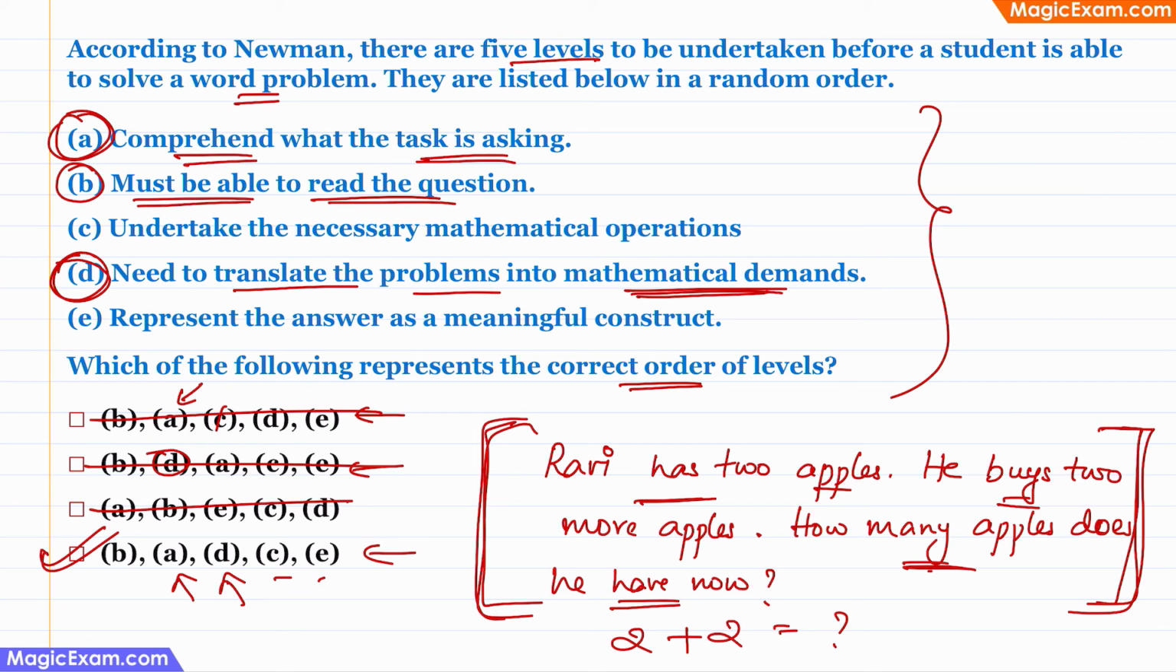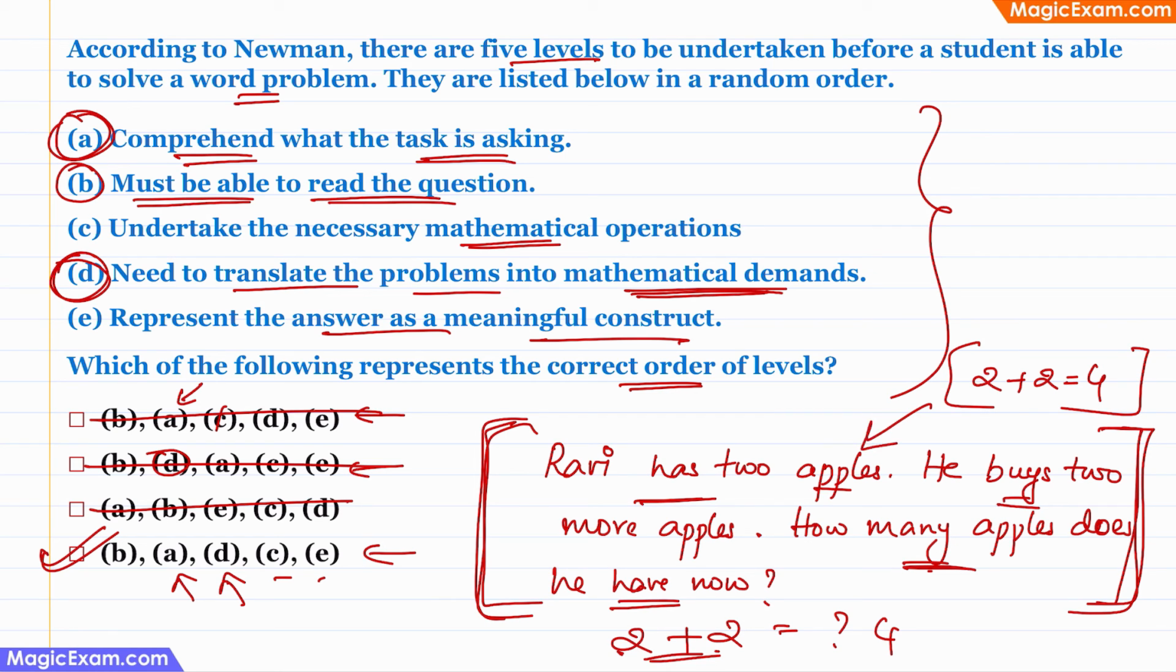So next let us see C and E. C says undertake the necessary mathematical operations, which is true because after I have translated the problem into a mathematical statement, I need to do the necessary mathematical operation. That is, I need to be able to do 2 plus 2 and then I get 4. So which means that I have to then represent the answer in a meaningful construct. That is 2 plus 2 is equal to 4. So this is a meaningful construct which solves this problem, this word problem. Therefore, the last option B, A, D, C, E is the correct order of these steps.